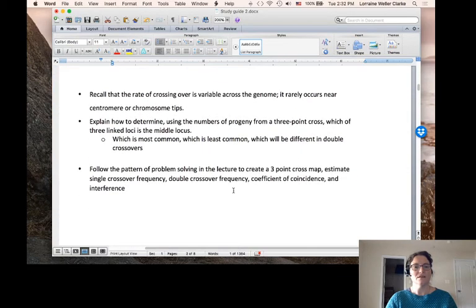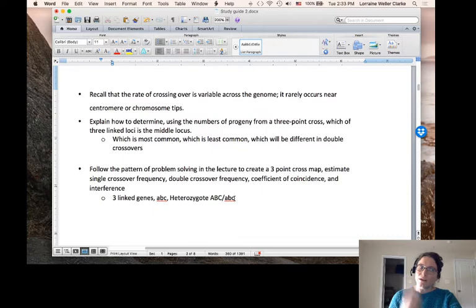So again, you should be able to create a 3-point cross map sort of thing. In terms of that, the pattern of problem solving is in the chapter 7 part, but the concept here is that you have 3 linked genes, let's say A, B, C, and you have a heterozygote, let's say ABC, abc. You don't even have to know though, because you can actually tell me from the information what the parental genotypes or phenotypes are. What are the parental phenotypes, and what are the double crossovers and what are the single crossovers?